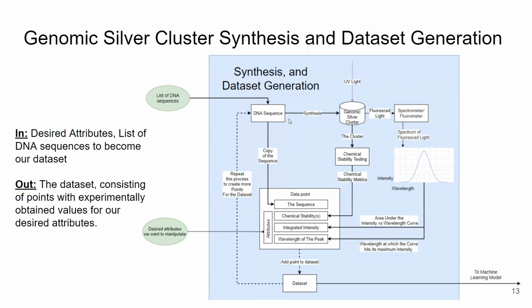So the first thing we do is we take our DNA sequence and we actually create it in real life. We synthesize the DNA sequence with the silver clusters, and then we get a genomic silver cluster. We then shine UV light on that silver cluster, and out of that UV light, we get this fluorescent light, right? And then a spectrometer / fluorometer reads that fluorescent light and gets a spectrum, right? And then we have this basically spectra right here, right?